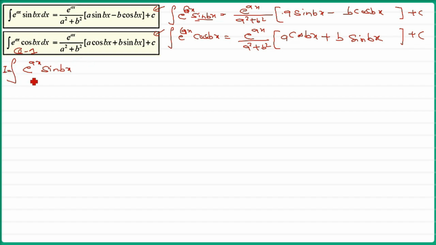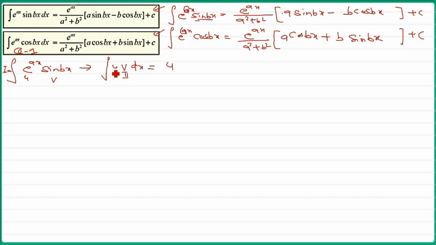And please remember, this is going to be coming again, means we will be revisiting again. Now this e raise ax sin bx, whichever you want, you can take as the first function and second function, because the result is going to be the same. Let's take e raise ax as the first function and sin bx as the second function. So the formula of uv dx is known to you.